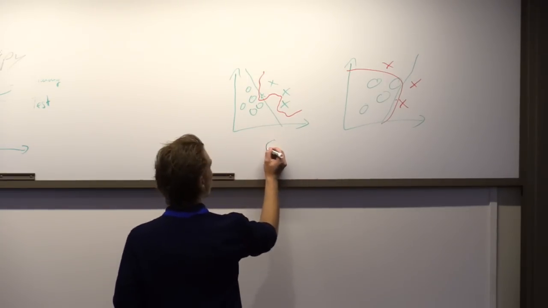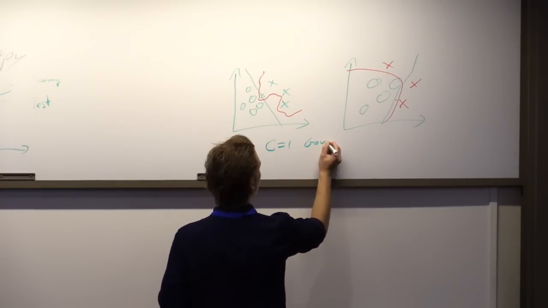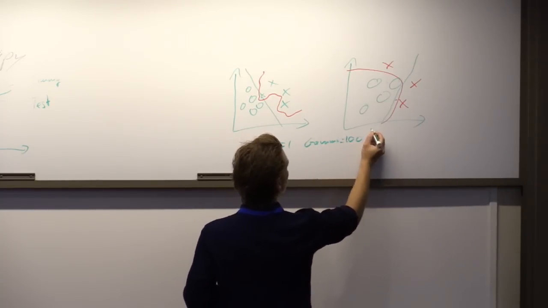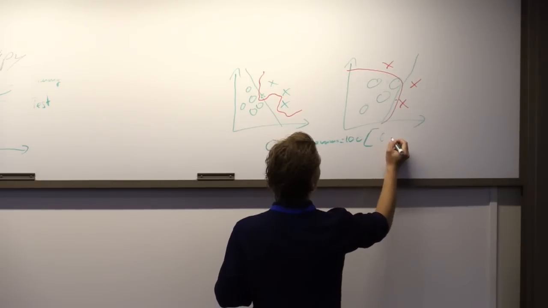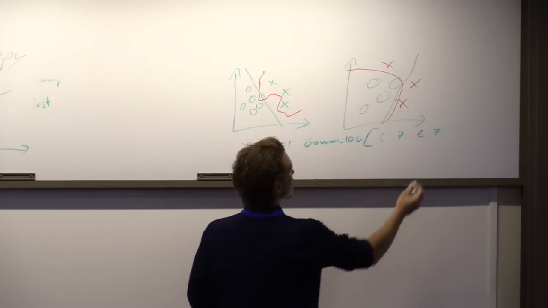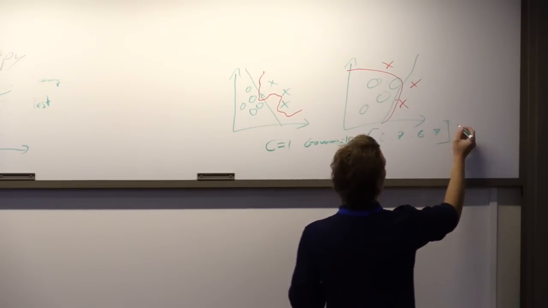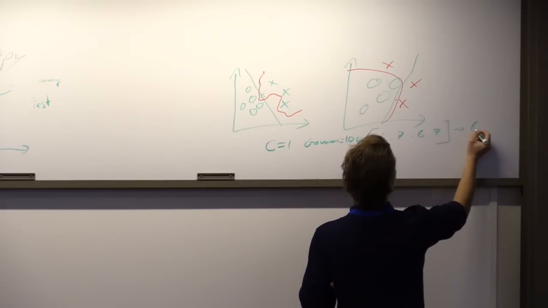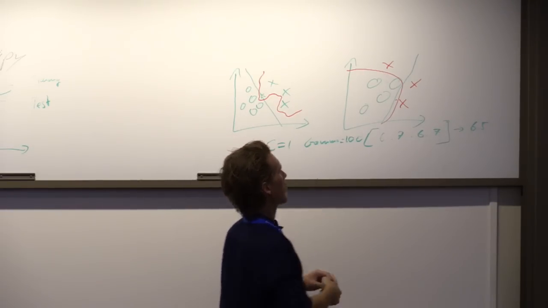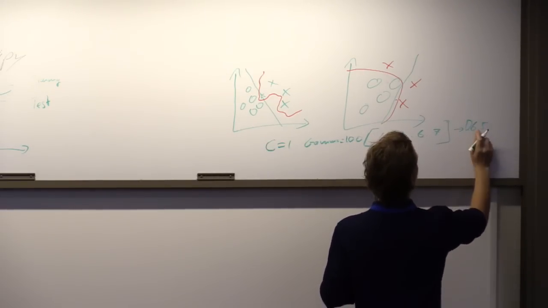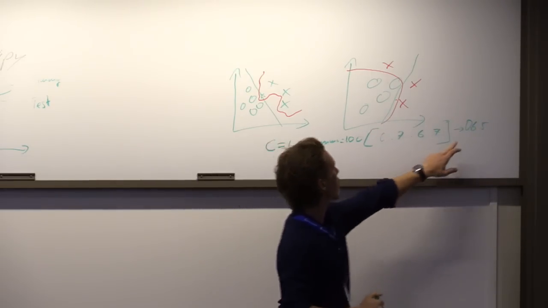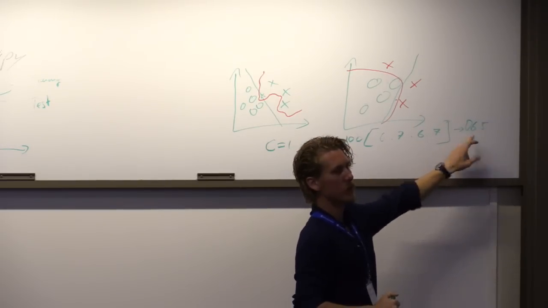So if we have C equals 1 and gamma 100, we get 5 scores, let's say 0.6, 0.7, 0.6, and 0.7. And our cross-validation score would be then 0.65, right? And we do this then for multiple parameter combinations. And then we select based on this score, the average cross-validation score.